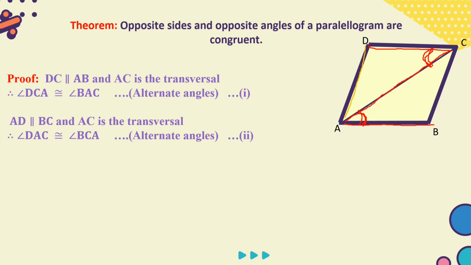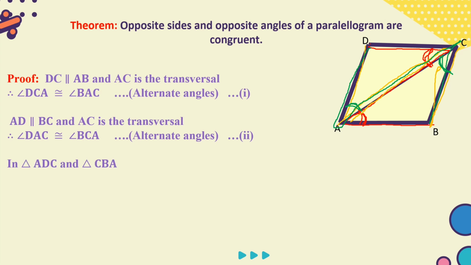Now if we take AD parallel to BC, again AC is a transversal. Can you all see a Z? Again a Z is being formed. That means angle DAC is congruent to angle ACB. Understood till here?